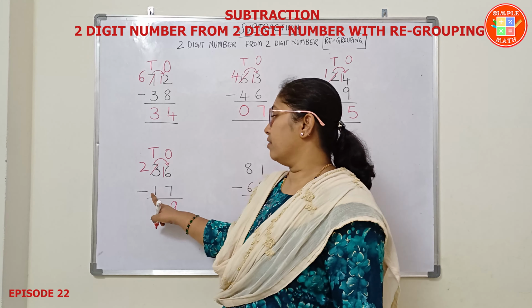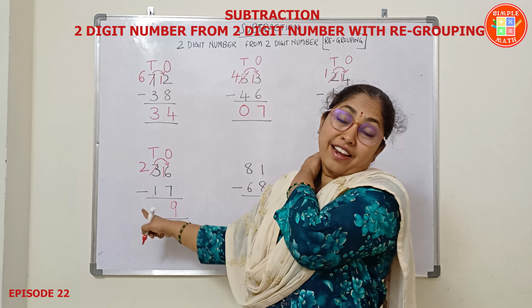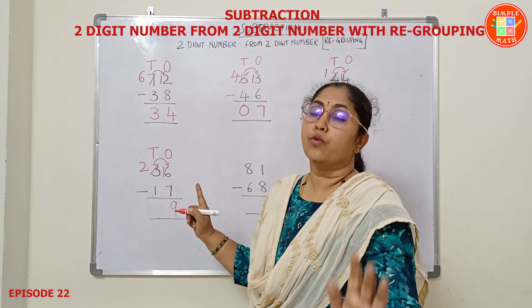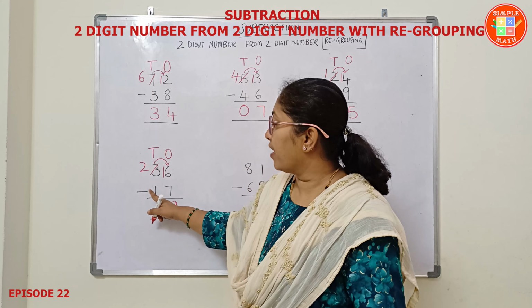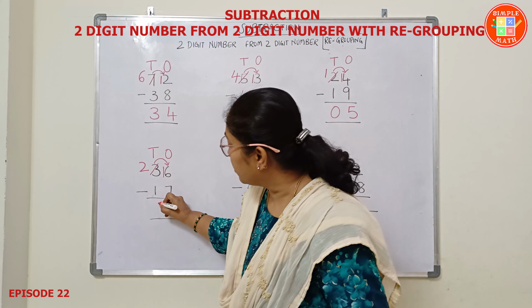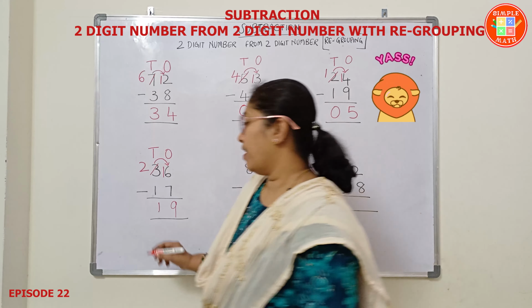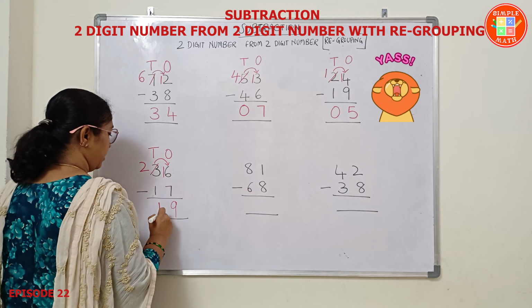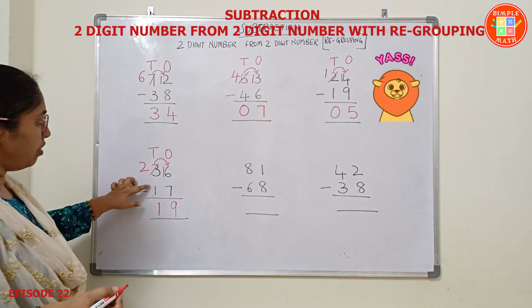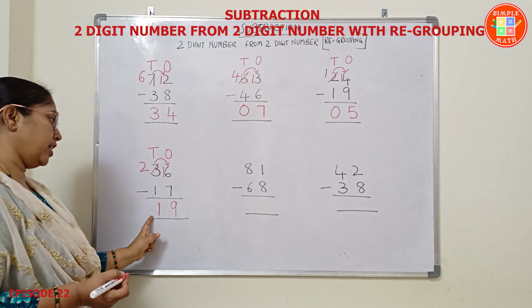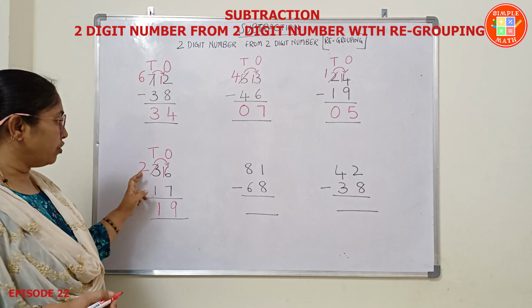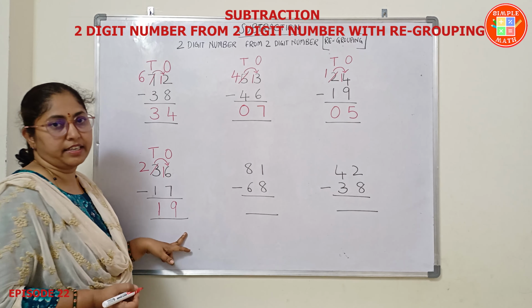2 minus 1. When you subtract 1 from any number, you get the before number. So what will be the answer? The before number of 2 is 1. So write 1. 1, 9, 19. Or else you can keep 1 in your mind and count after 1: 2. You get the same answer, 1. Okay? So the answer is 19.